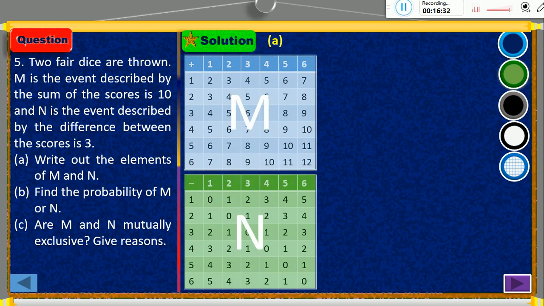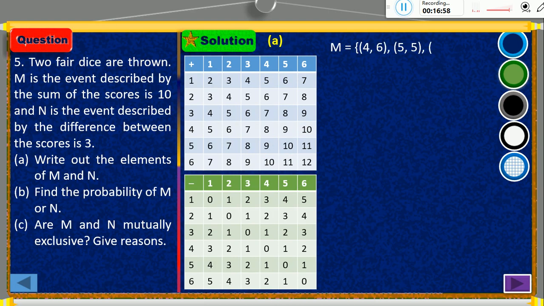This gives us the sample space for the two events M and N. Now we have the score shown on the dice as 10. So therefore, the events that lead to the score of 10 are 4 and 6, 5 and 5, 6 and 4. Let's see how to get these events from the table.